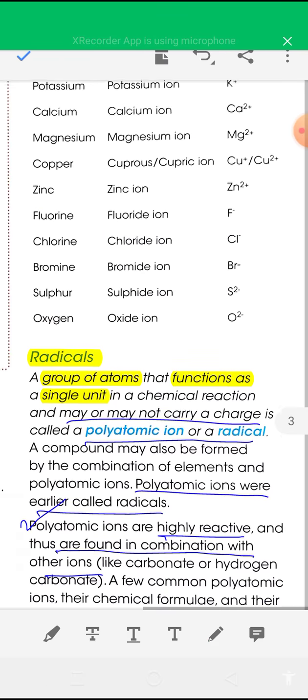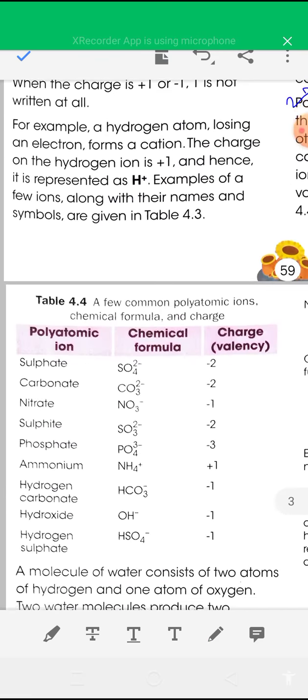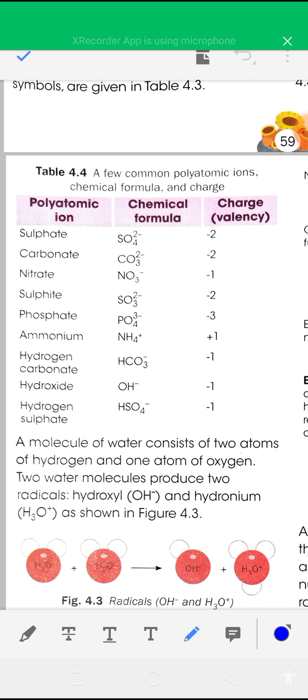Examples of a few polyatomic ions are given here. You can see it is a group of atoms. Sulfate is SO4 2-, the chemical formula is SO4 2- ion, and the valency or charge of sulfate ion is 2 minus. Carbonate, CO3 2-, its valency is -2. Nitrate, NO3-, valency is -1. Sulfite, SO3 2-, valency is -2. Phosphate, PO4 3-, valency is -3.